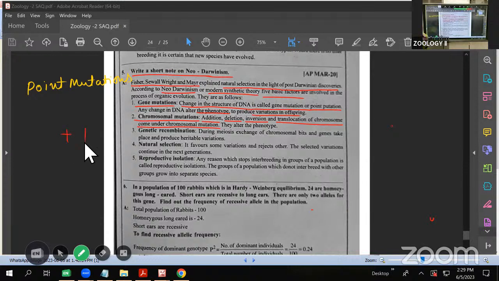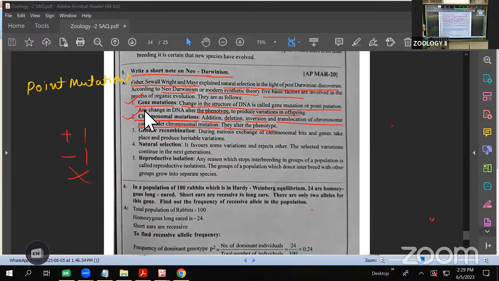For example, we have 23 pairs; one extra X is an addition, and one deleted is a deletion. Inversion means exchanging the chromosomes, and then translocation. These cause chromosomal mutations. Clear? They alter the phenotype. Here also the phenotype is affected. This is gene mutation, and this one is called chromosomal mutations.